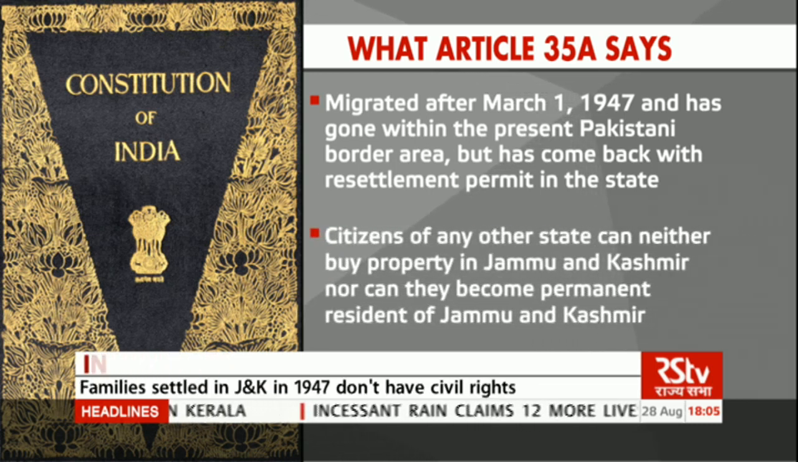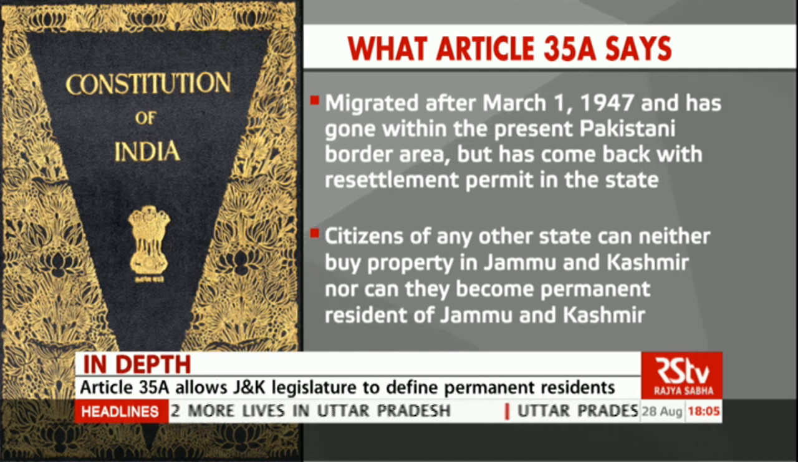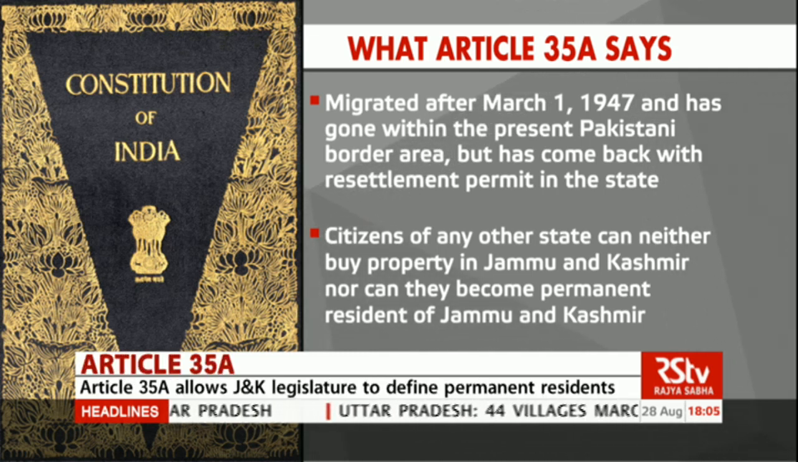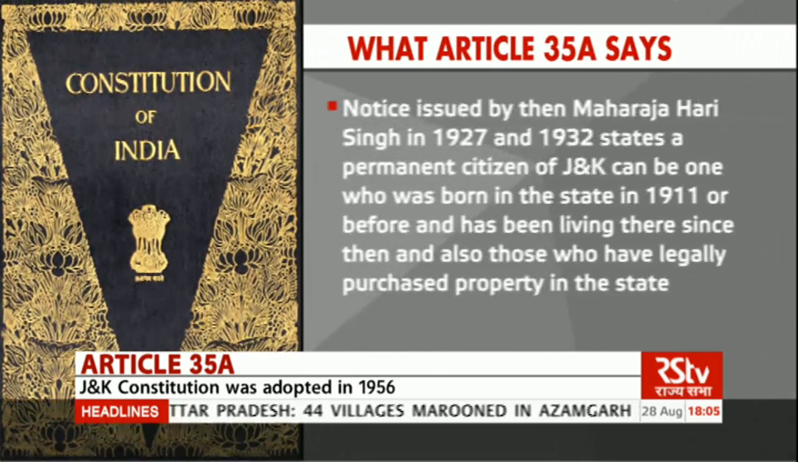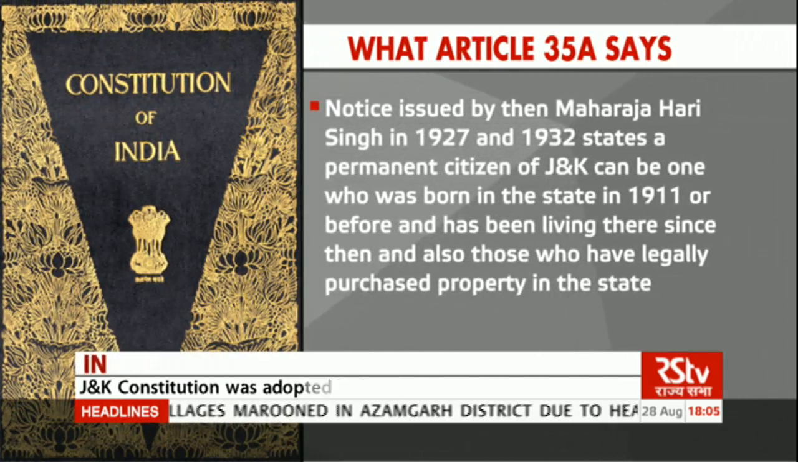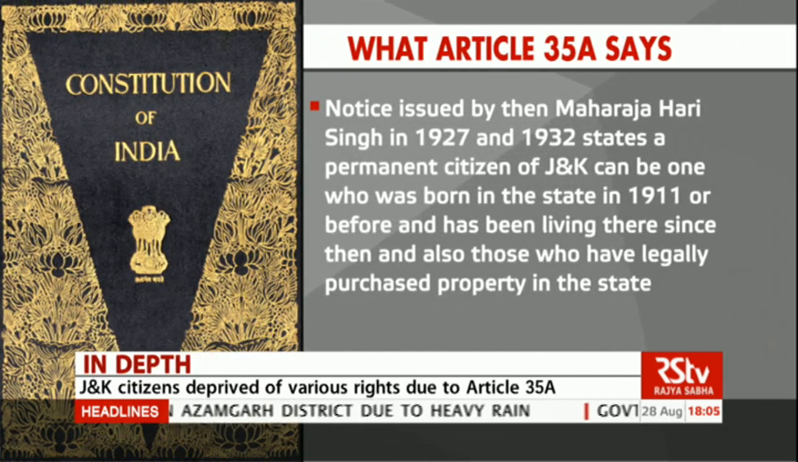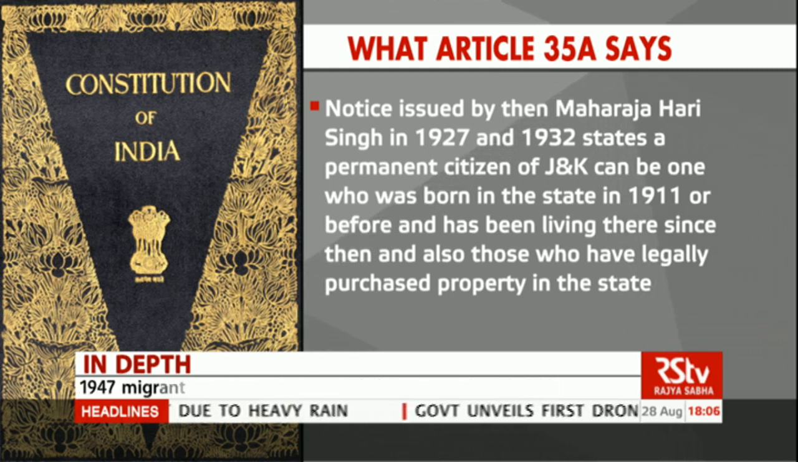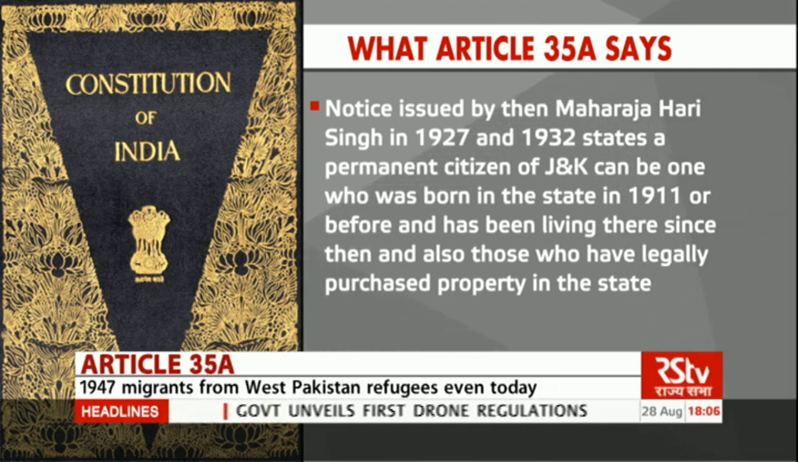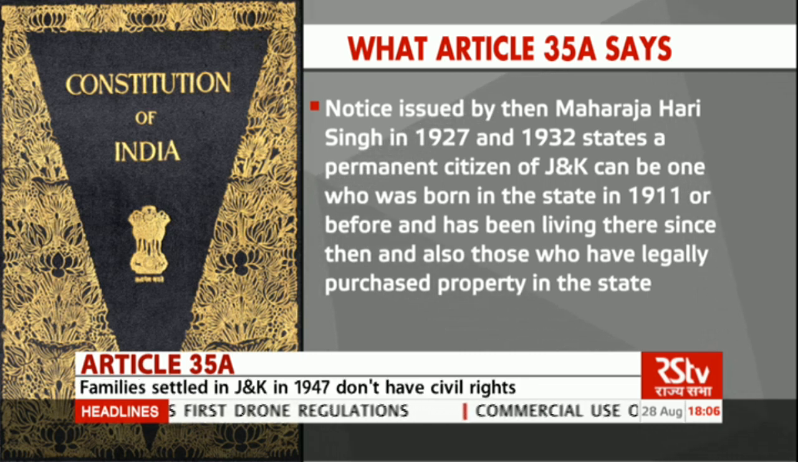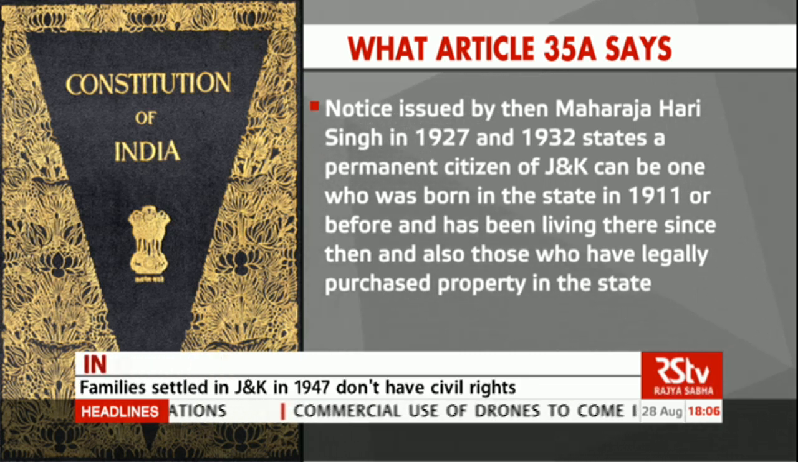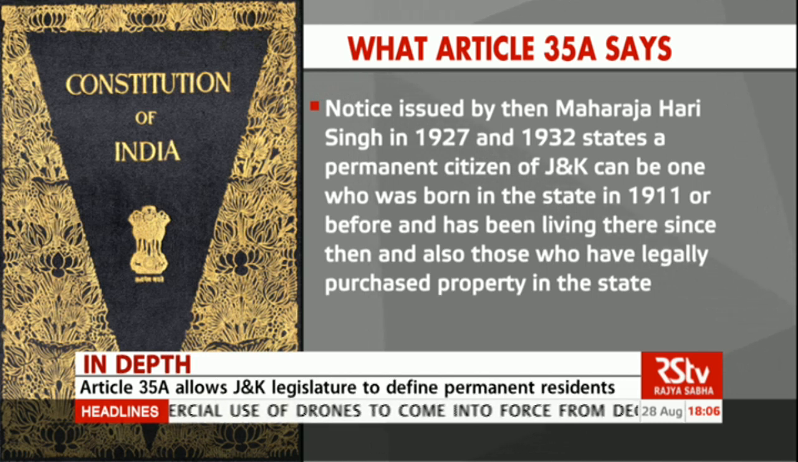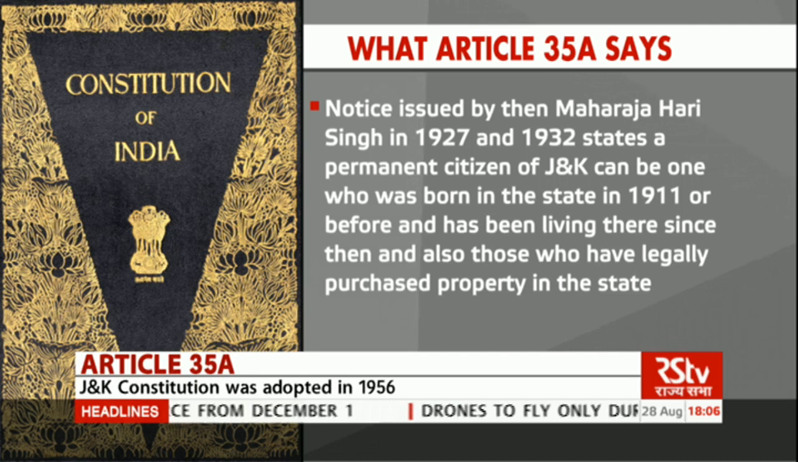Under this, citizens of any other state can neither buy property in Jammu and Kashmir nor can they become permanent residents of the state. Simultaneously, according to the notice issued by then Maharaja Hari Singh of Jammu and Kashmir in 1927 and 1932, the permanent citizen of Jammu and Kashmir can be the same person who was born in Jammu and Kashmir in 1911 or before that and has been living there since then, and also the ones who have legally purchased property in the state.